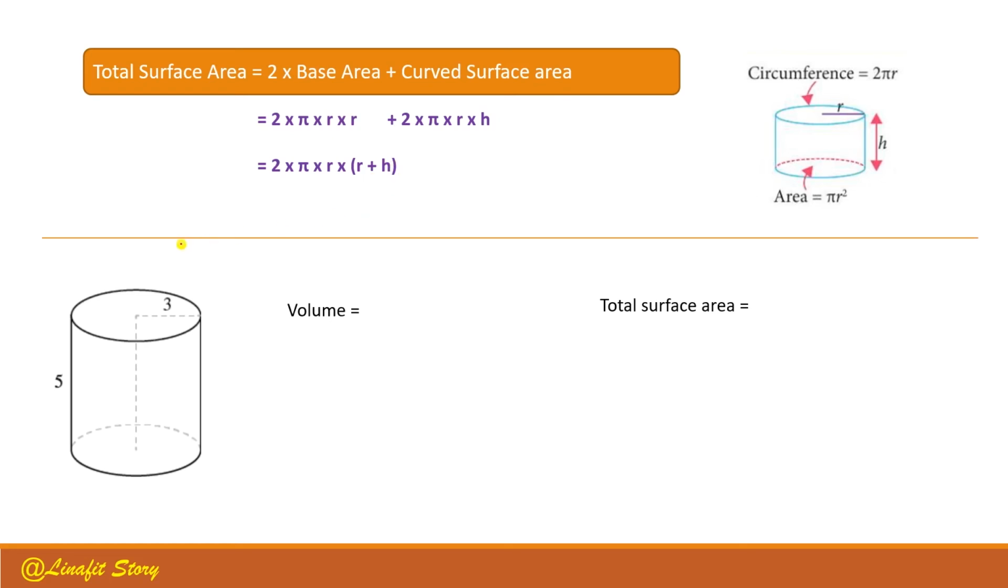Now look at this example. A cylinder has height 5 cm and radius 3 cm. Find the volume and the surface area. To find the volume is base area times height. So, pi times radius squared times the height of the cylinder. Pi times 3 squared times 5 is equal to 141.37 cubic cm.